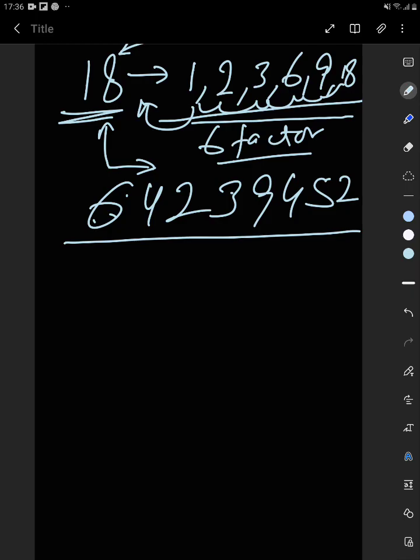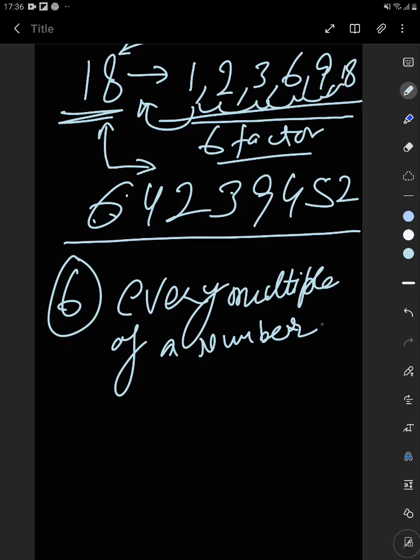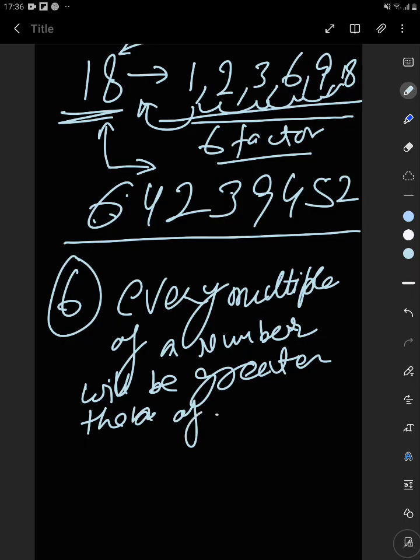Now the sixth property. Sixth property is that every multiple of a number is greater than or equal to that number. Every multiple of a number will be greater than or equal to that number.